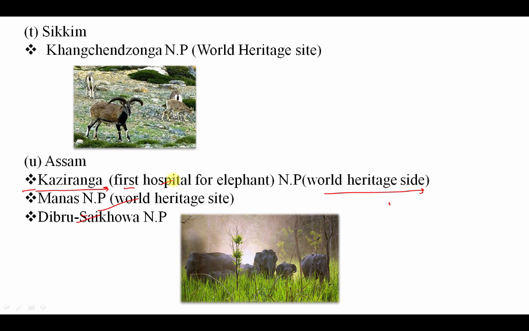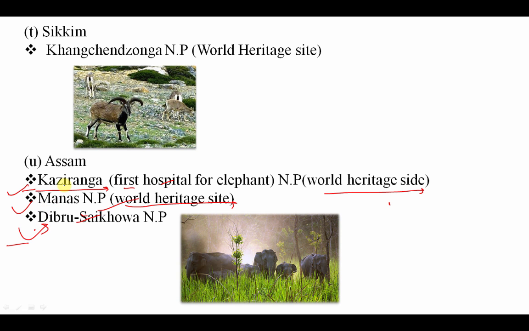Second is Manas National Park. Manas National Park is also in Assam. Okay, it is also a World Heritage Site. And third is the Dibru-Saikhowa. As I told you, Dibru-Saikhowa Biosphere Reserve is in Assam, as is the National Park. So Kaziranga, Manas and Dibru-Saikhowa, these are the three important ones from the Assam region.